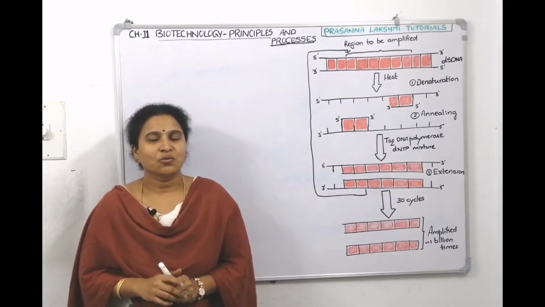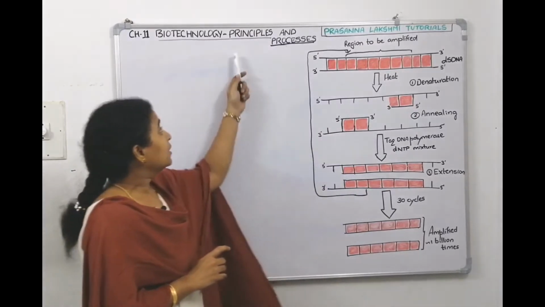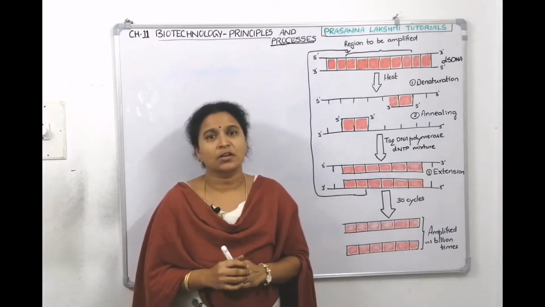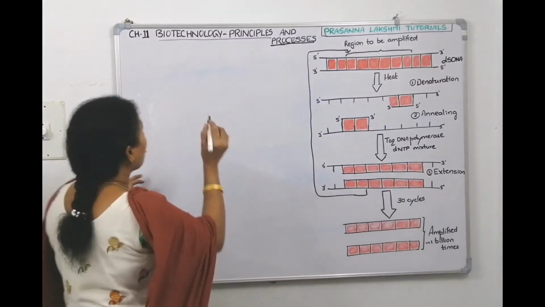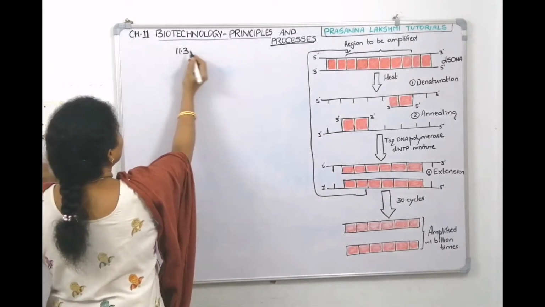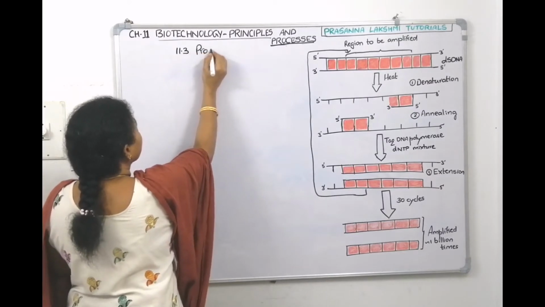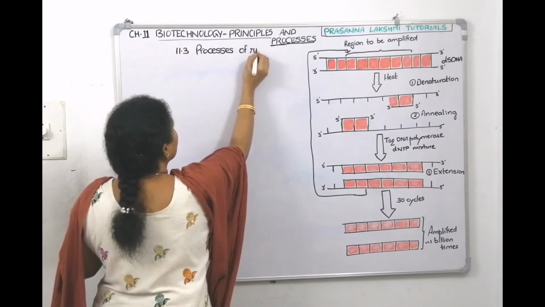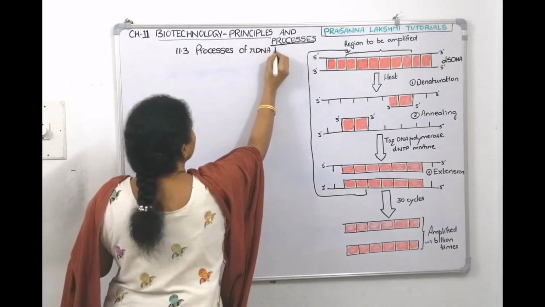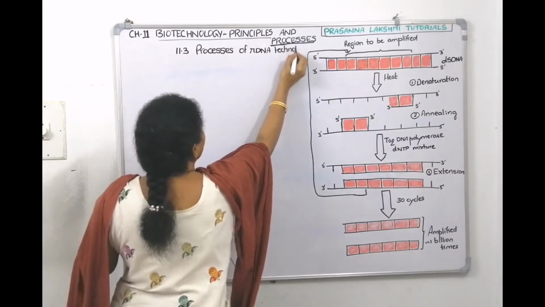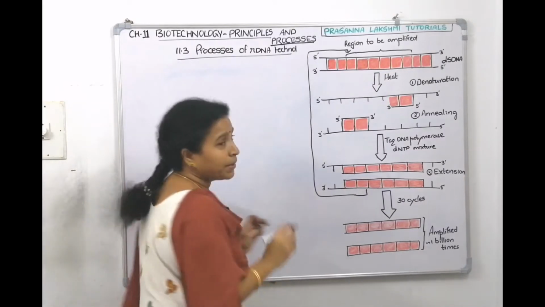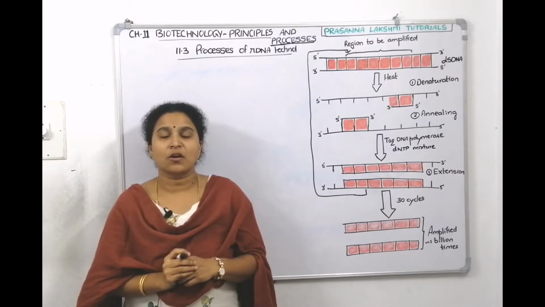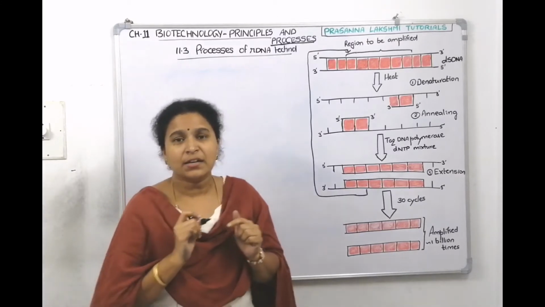Everyone, we are doing the chapter Biotechnology Principles and Processes. What are the steps of biotechnology? We are looking into topic 11.3, processes of rDNA technology, meaning the steps of rDNA technology. What are the steps of rDNA technology?